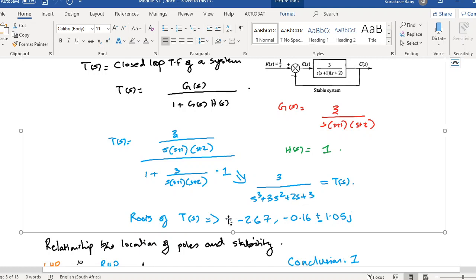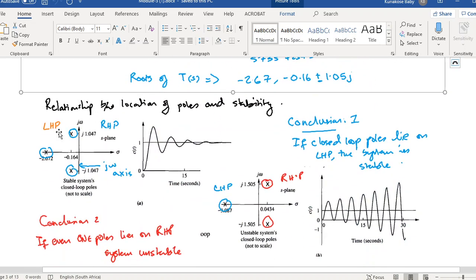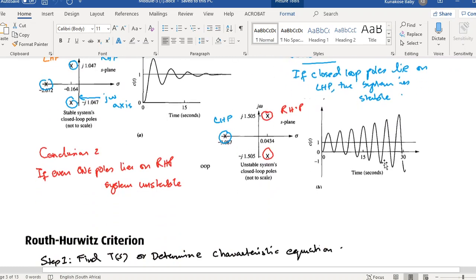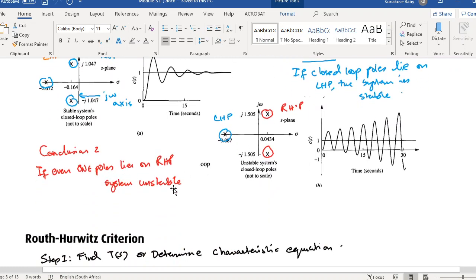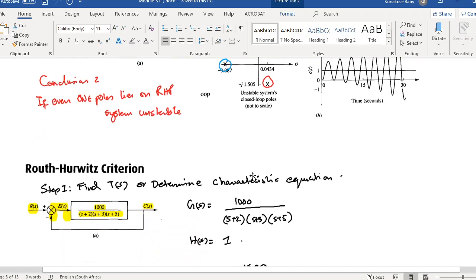Now if I take the roots of the closed loop transfer function, that is this denominator, on the calculator, like I mentioned, you get minus 2.67, comma minus 0.16 plus or minus 1.05j. This is how we get to that plot here. We can do the same for the second one. So what are the conclusions? If the closed loop poles lie on the left-hand plane, the system is stable, while if the closed loop poles lie on the right-hand plane, the system is unstable.